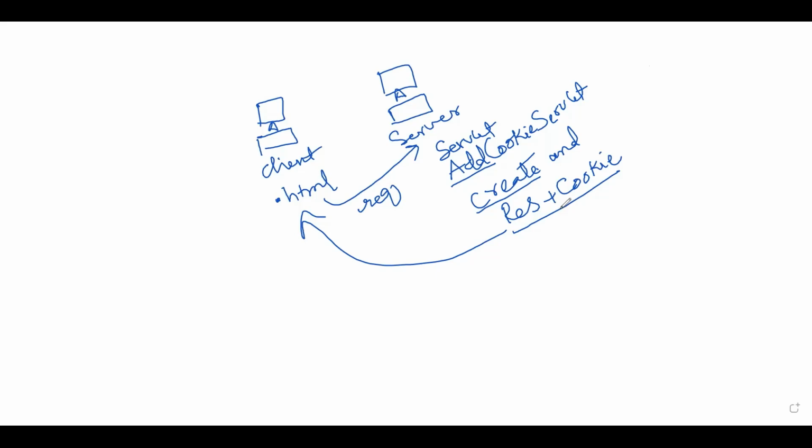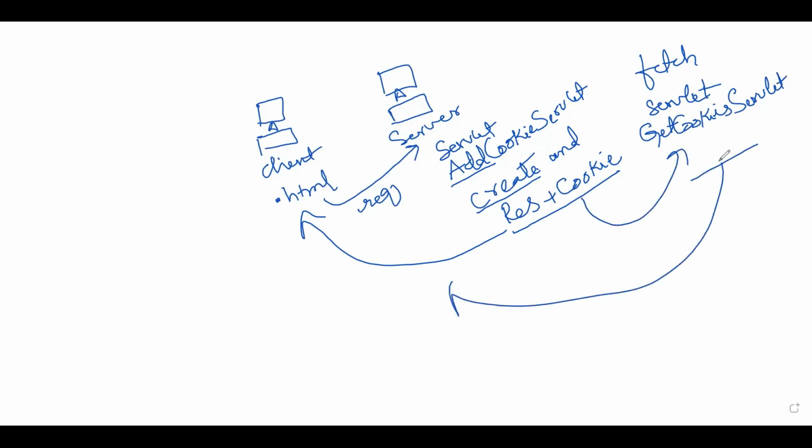I'm going to make one more request, and this request is going to go to another servlet, which I'm going to name the get cookies servlet. This servlet is going to fetch the cookie, that is, fetch the information that is there in the cookie, and it will print that to the browser once again. Okay, so this is what we are going to do.